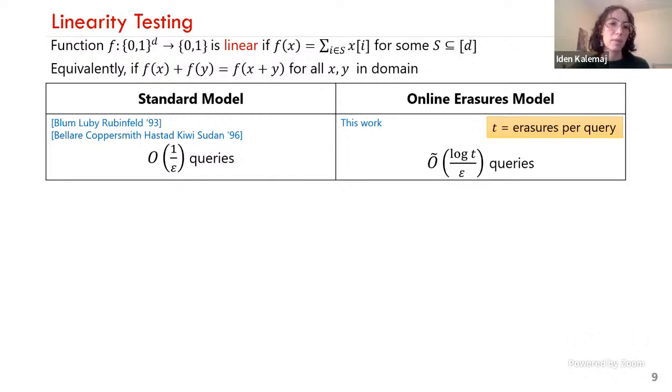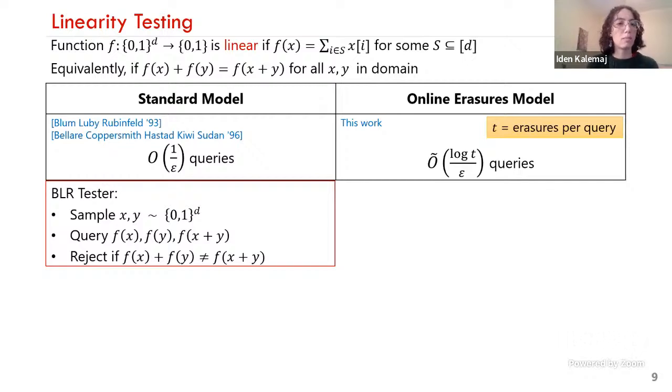The tester was introduced by Blum, Luby, and Rubinfeld, and then the analysis was tightened by Bellare, Coppersmith, Håstad, Kiwi, and Sudan. In our model of online erasures, we show that linearity can be tested with log T over epsilon queries. Recall that T is the erasure budget that is given to the adversary. We also show a lower bound of log T for the query complexity.